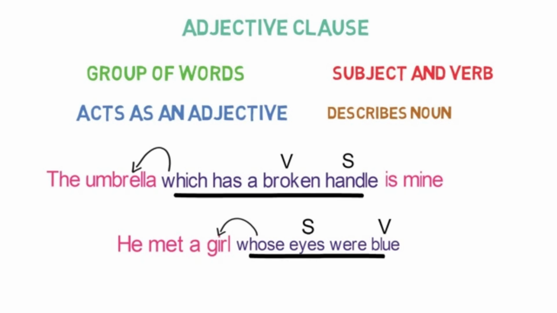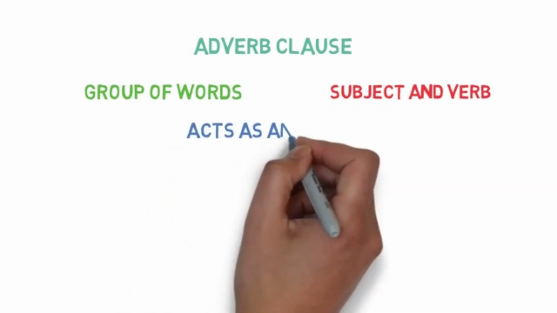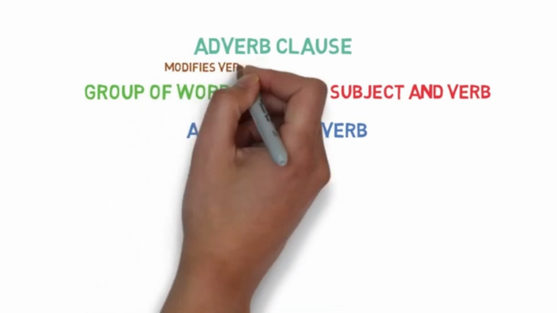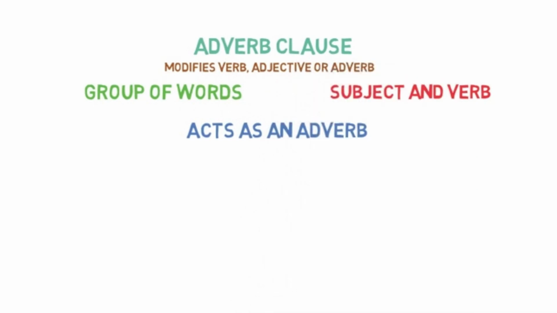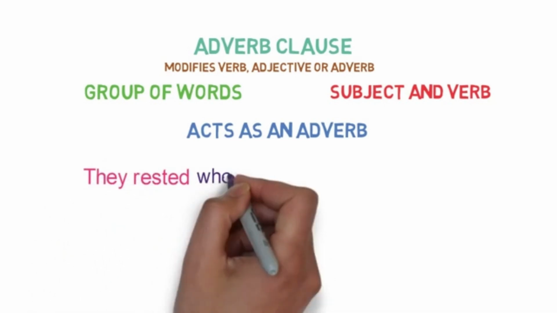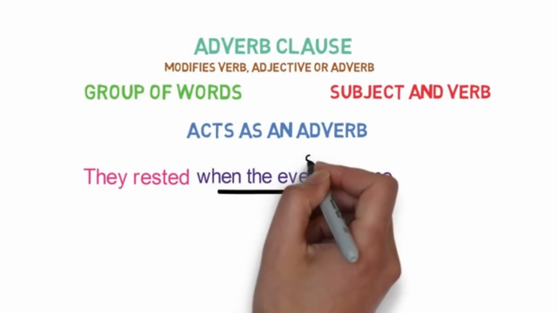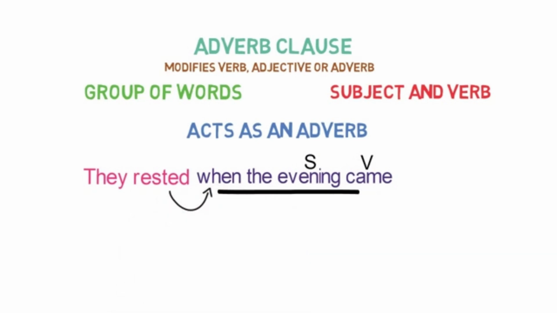Now let's look into the next type of clause, adverb clause. An adverb clause is a group of words having a subject and a verb of its own, and it acts as an adverb in the sentence. Now what does an adverb do? It modifies a verb, adjective or other adverbs in the sentence, and so does the adverb clause. For example, they rested when the evening came. Here, when the evening came is a clause as it has a subject evening and verb came, and it is describing the verb rested. So it's an adverb clause.